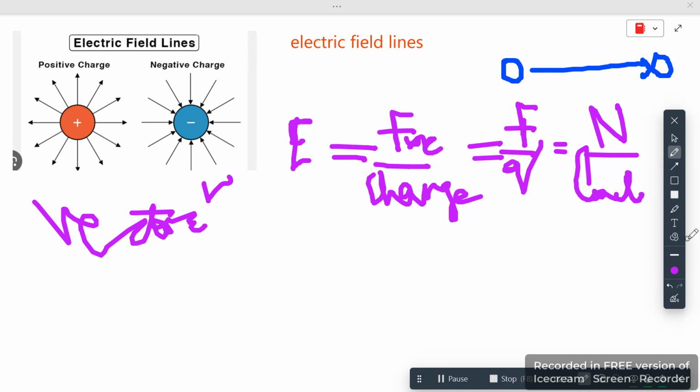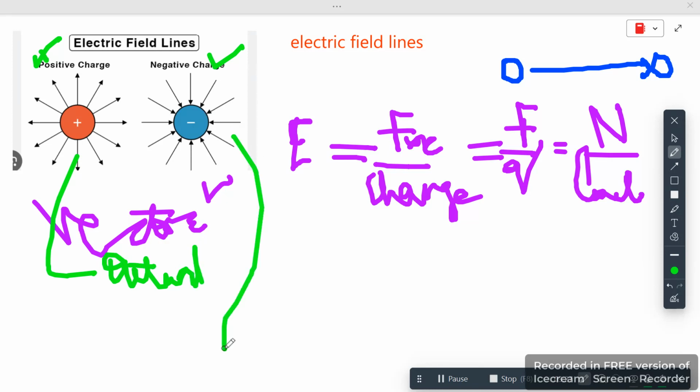Then I'm going to tell you that a positive charge has the field lines originate from it, and a negative charge is where they terminate. The positive charge is the originated point, and the negative is the terminal point. Originated means from which it has been derived or started, whereas at a negative charge the lines terminate and do not go further. So for a positive charge the lines are outward, and for a negative charge the lines are inward.